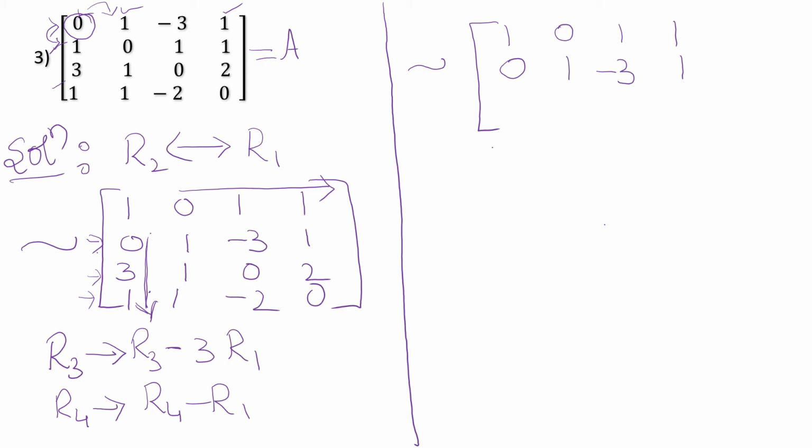Then 3 minus 3 into 1 is 3 minus 3, which is 0. Then 1 minus 3 into 0 is 1. 0 minus 3 into 1 is minus 3. 2 minus 3 into 1, 2 minus 3 is minus 1. The fourth row, that is R4 minus R1. 1 minus 1 is 0. 1 minus 0 is 1. Minus 2 minus 1 is minus 3. Then 0 minus 1 is minus 1.